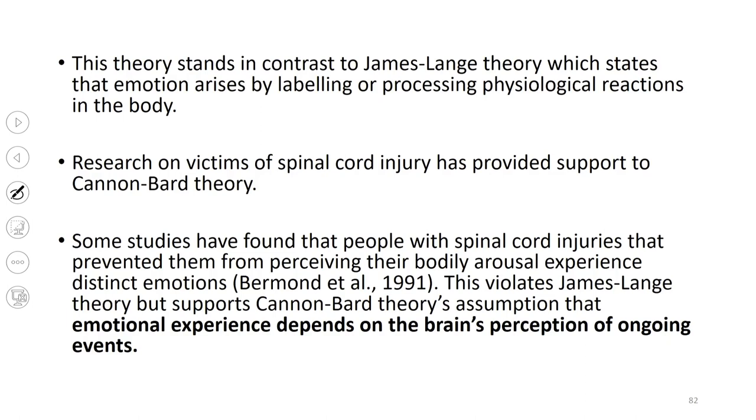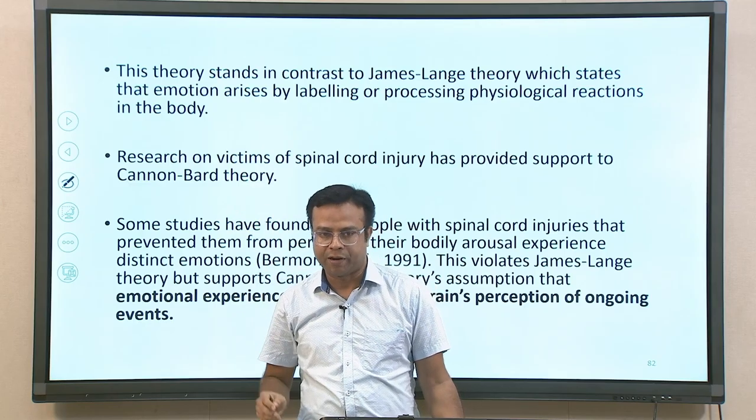This is in contrast to the James-Lange theory, because this is an alternative theory given based on the criticism of that theory. So the ideas are very different. The James-Lange theory states that emotion arises by labeling the physiological reactions in the body, so emotions depend on those reactions, not independent. This theory says these are all happening independently.